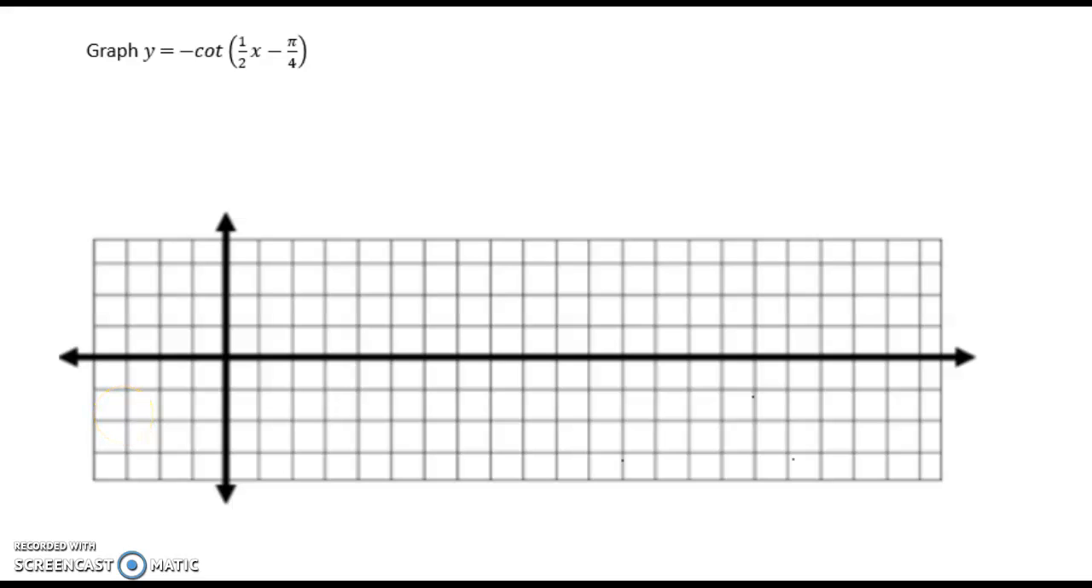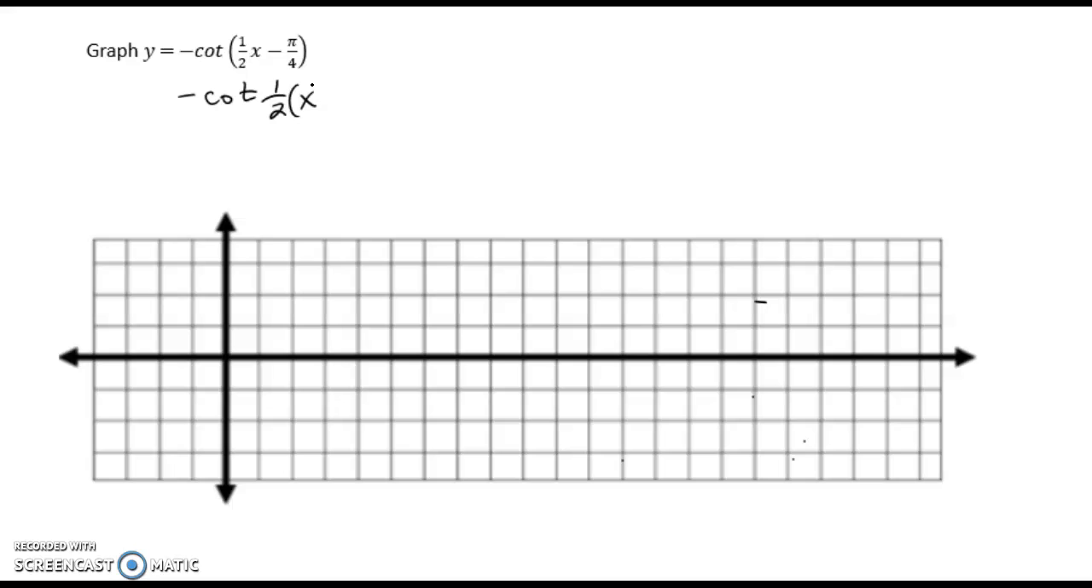Okay, we're going to graph cotangent. Before we dive into this, we need to deal with the fact that our phase shift isn't as clean as we want it to be. We want to factor out a 1/2. To do that, just rewrite the function, but bring the 1/2 in front of the parenthesis.